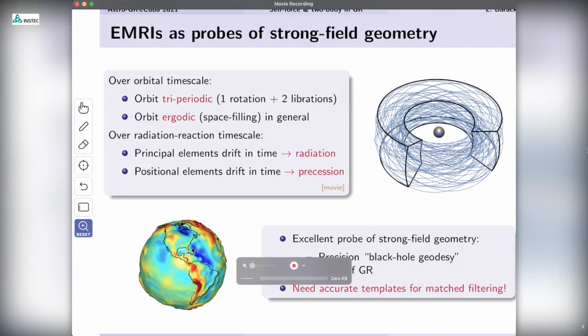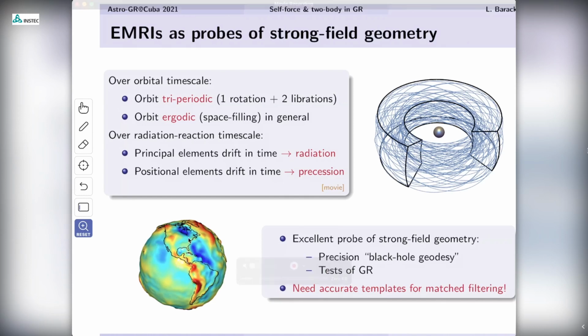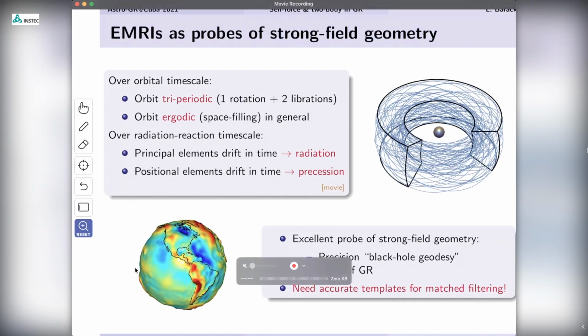Now, I'm showing this to you here because an EMRI is very much like that. You have a probe, a natural probe in that case, a star or a black hole, going around a big object, and via the gravitational waves that it sends you, you get a map of the geometry around the big black hole. So in the case of GRACE, we were talking about geodesy, precision geodesy. In the case of EMRIs, we are talking about precision black hole geodesy.